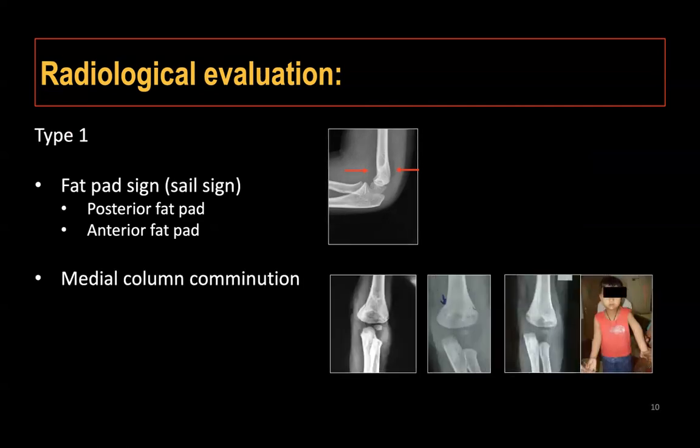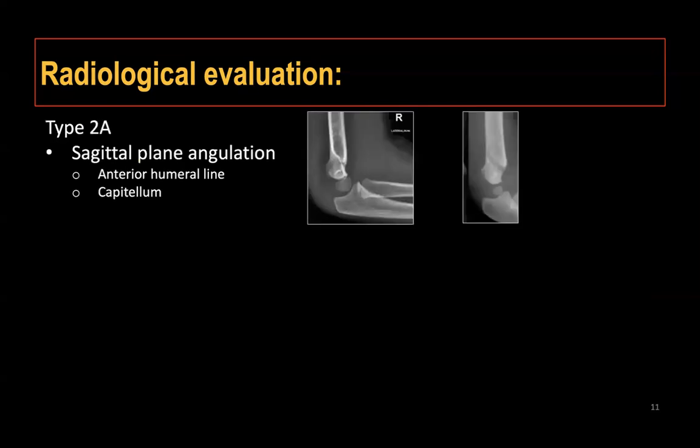Also in type 1 fractures, you have to closely look out for medial column comminution because these fractures are likely to collapse into varus malunion. In type 2A fractures, which are fractures with pure sagittal angulation, you have to look for the relationship between the anterior humeral line and the capitulum. If your anterior humeral line is passing through a part of the capitulum, then these fractures can safely be treated with a cast in situ.